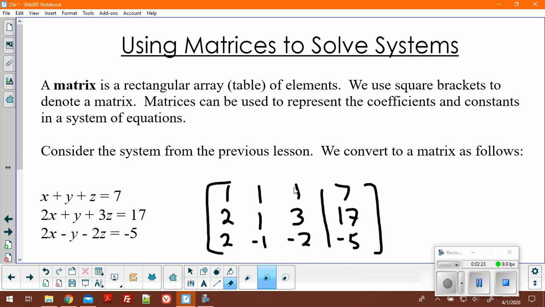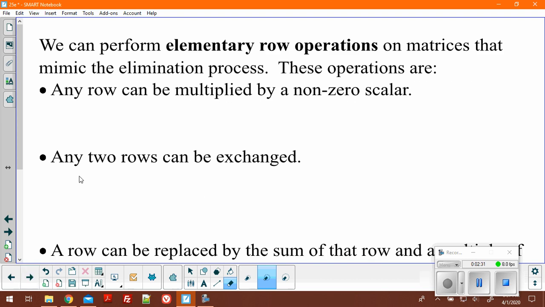What we can do with a matrix in this form is we can do things that are similar to what happens with elimination. These are called elementary row operations. If we're using a matrix to solve a system of equations, these are some things you're allowed to do, and the matrix is considered to be not the same, but similar, with the same solutions.